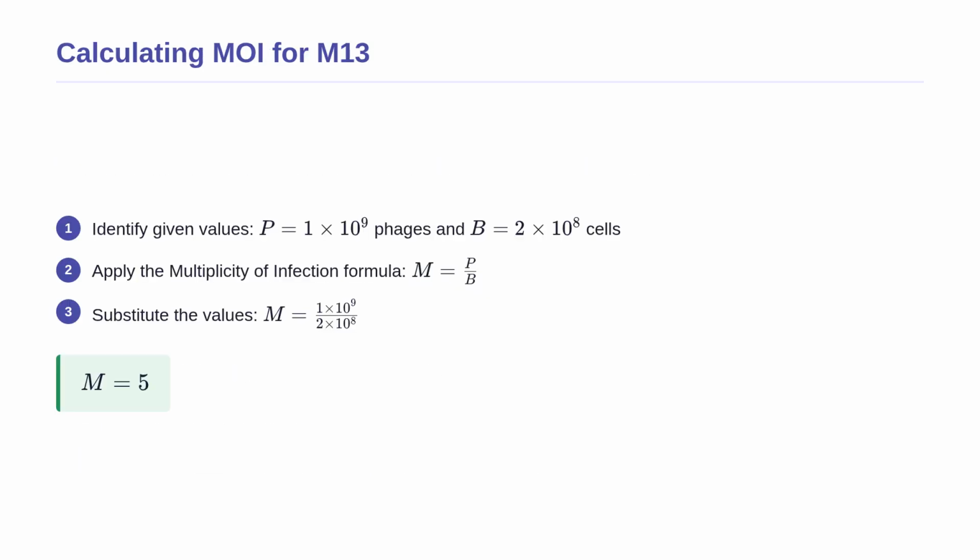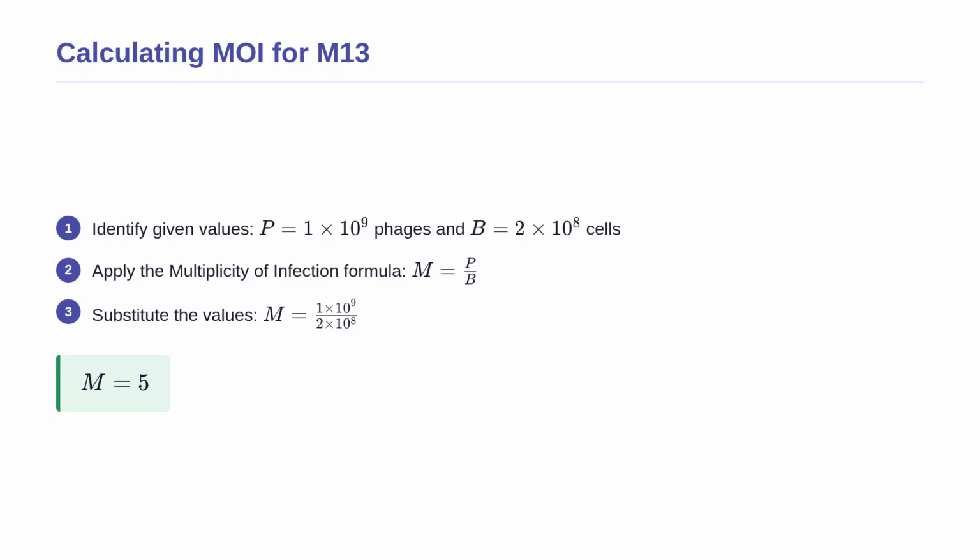Now that we have our formula, let us apply it to a real laboratory scenario. A researcher is preparing an M13 infection to produce single-stranded DNA for a sequencing project. We are given a liquid culture containing 2 × 10⁸ E. coli cells and a stock solution containing 1 × 10⁹ phage particles. We need to find the multiplicity of infection.